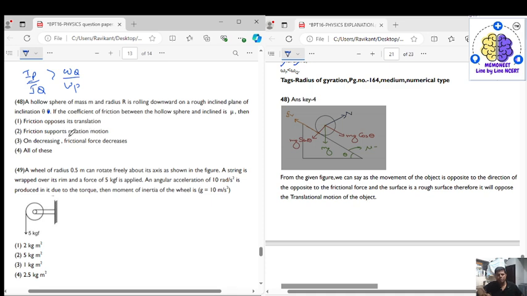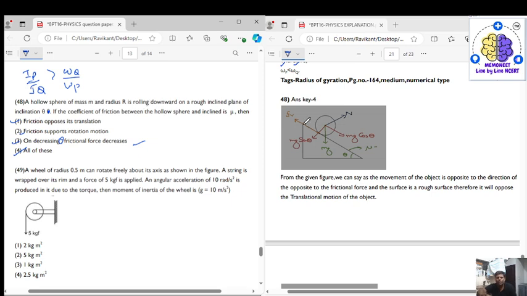Supports the rotational motion. Yes, it will support, because if there was no friction, rotation would not be there. On decreasing theta, frictional force will decrease. Yes, this is also true. All of these. Option 1 is correct, option 2 is correct, option 3: on decreasing theta, frictional force will decrease. Yes, this is also true. So all the things are true for this question, right?